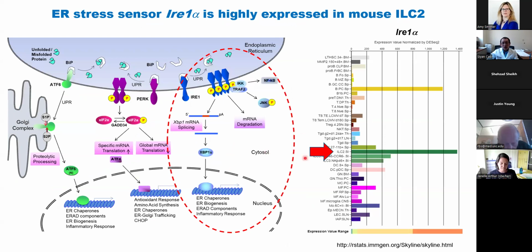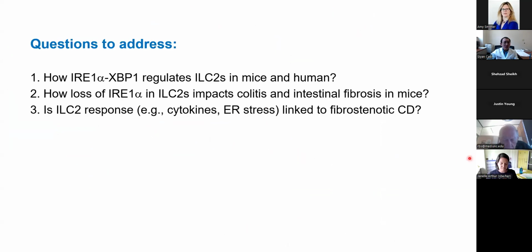So I showed this figure before. The ER stress sensor IRE1 alpha is highly expressed in ILC2s, although its function in these cells is unknown. In this particular study, I tried to answer 3 questions. First, how does IRE1 alpha-XBP1 regulate ILC2s in mice and humans? Second, how does the loss of IRE1 alpha in ILC2s impact colitis and fibrosis in mice? And third, are ILC2-related responses linked to fibrostenotic Crohn's disease in patients?